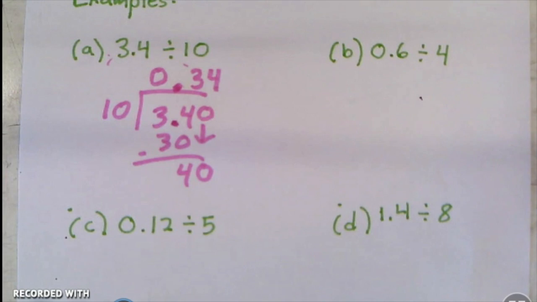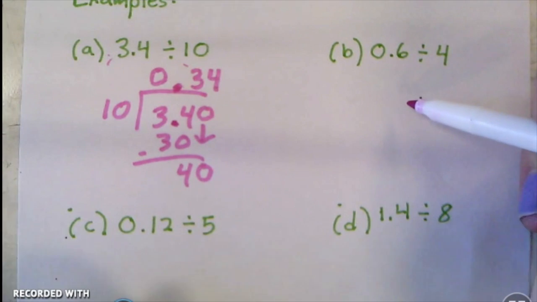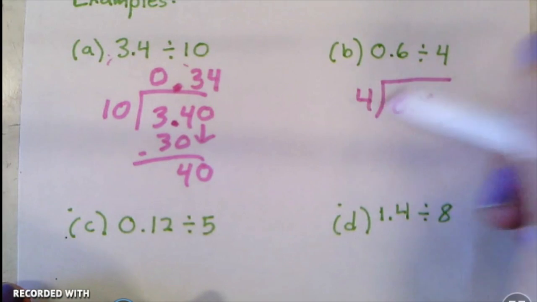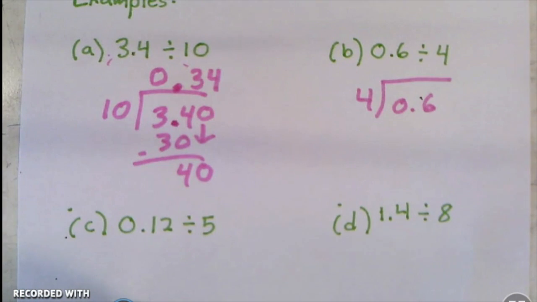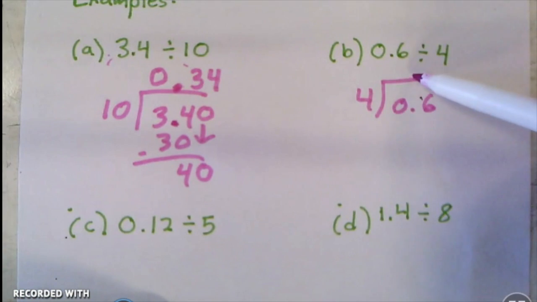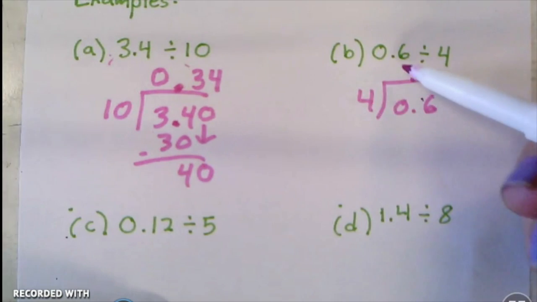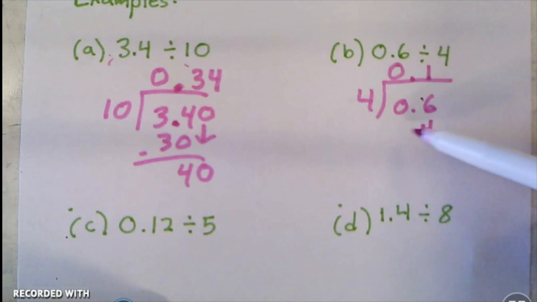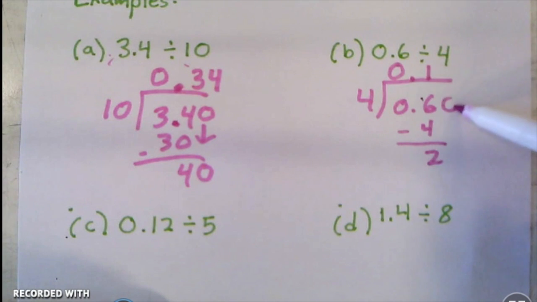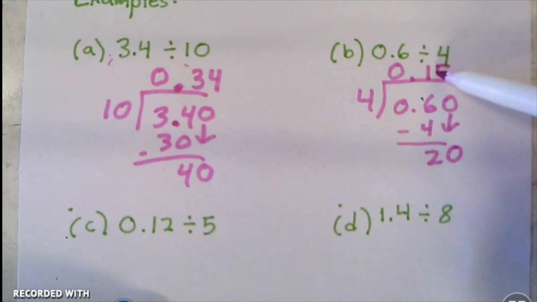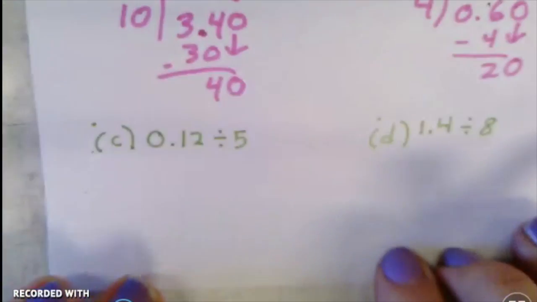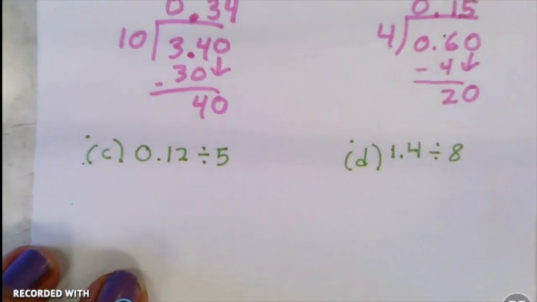So this one says 0.6 divided by 4. Pause the video, try it on your own, and then see how you did. Raise it to the roof, 0. It goes in one time, remainder of 2, add a 0, bring it down, 5. So my answer is 0.15. There are 2 more for you to do on your own. Go ahead and get to work.